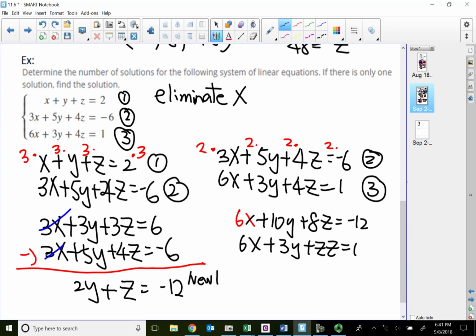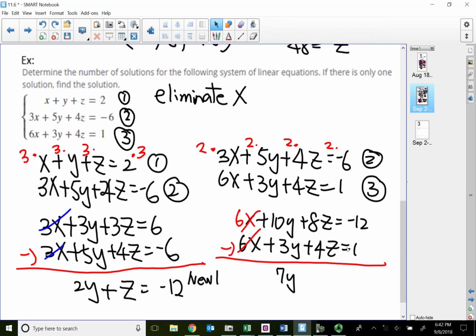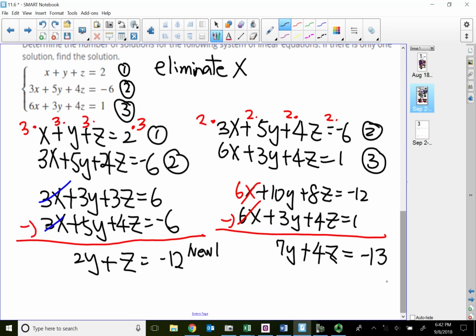All right, since the x has the same sign, we will subtract. I'm going to take the top and subtract the bottom. So the x will cancel out. 10y minus 3y is 7y. 8z minus 4z is positive 4z, equal to negative 12 minus 1, which is negative 13. All right, so that's my new equation 2.